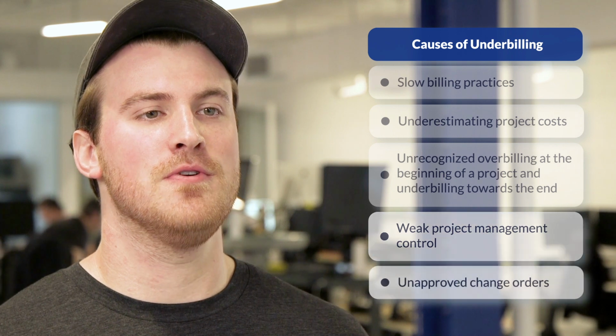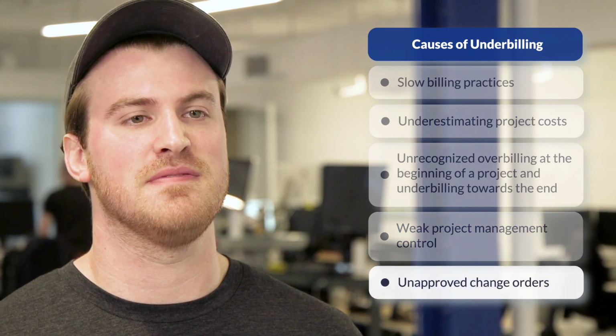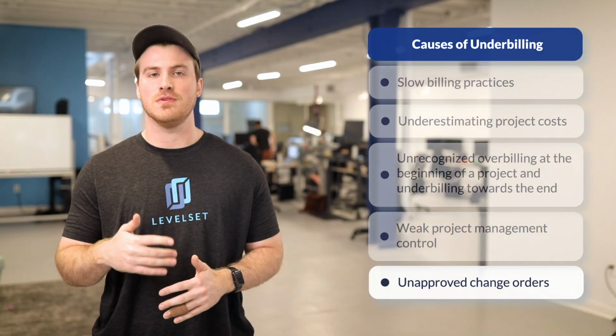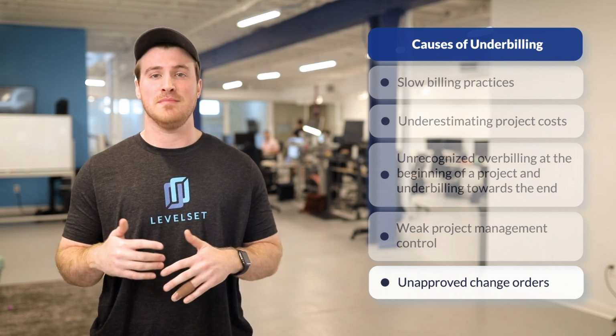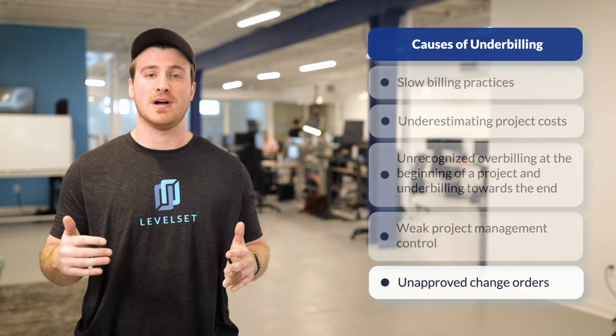Finally, we have unapproved change orders. This isn't really underbilling per se, but it can have a similar effect. A change order is work that is added to or deleted from the original contract. Examples could be changing materials used, adding more electrical lines, or even changing floor plans to accommodate unexpected project needs.